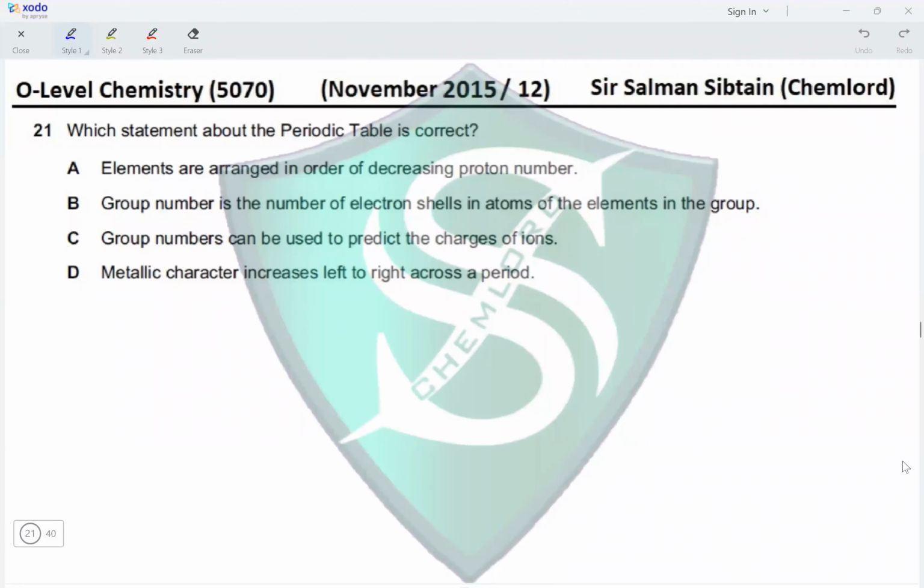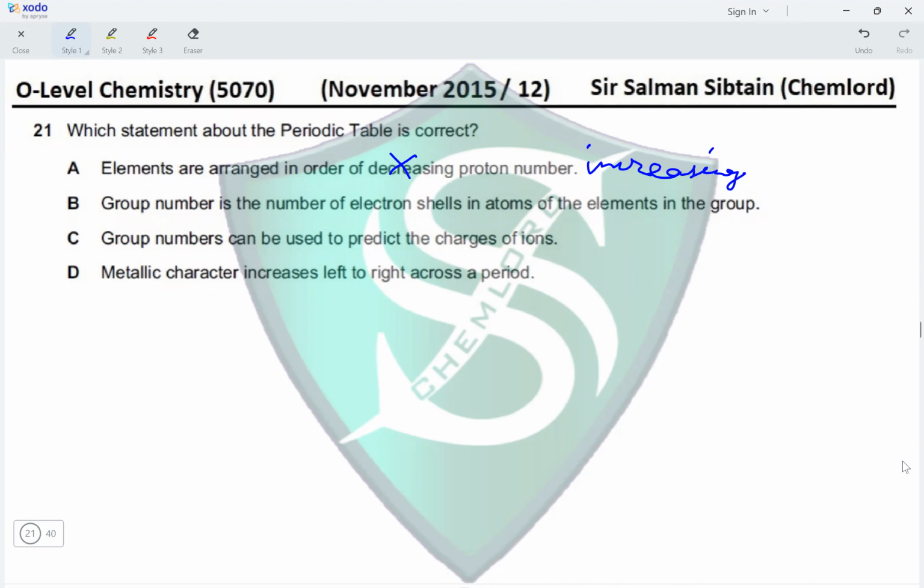Hi guys, this is O-Level Chemistry, paper 12, November 2015, question 21. Which statement about the periodic table is correct? Elements are arranged in order of decreasing proton number? No, they are arranged in the order of increasing proton number.